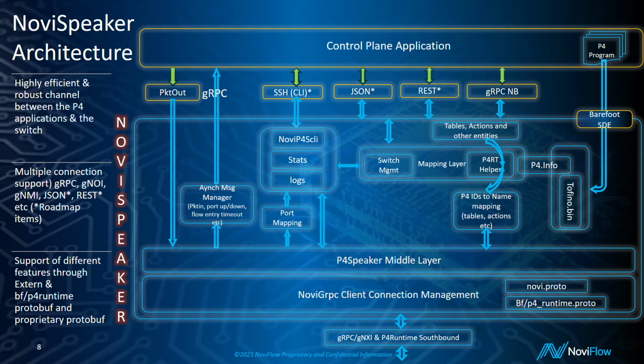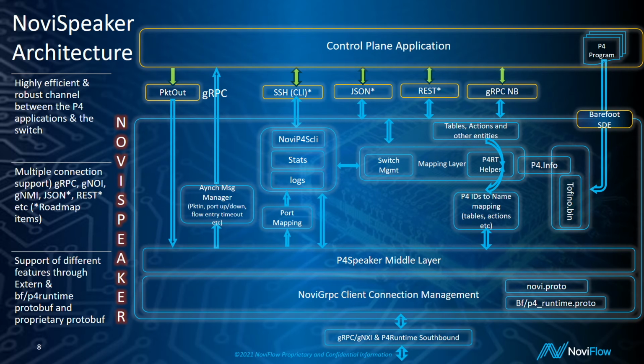Next, we see the layer of northbound interfaces, where control plane applications are connected to the other end of the NoviSpeaker. Currently, we support only the gRPC interface, and we have plans to support REST in the next release, and JSON in the one after that. And as I explained earlier, there is a module in the NoviSpeaker that takes care of compiling the P4 pipeline program and pushing it into the Tofino chip.